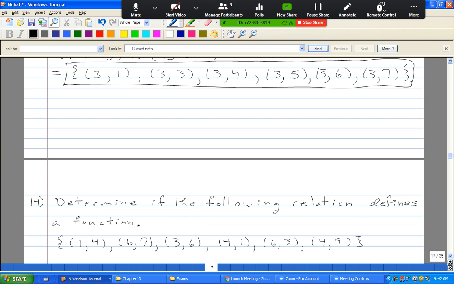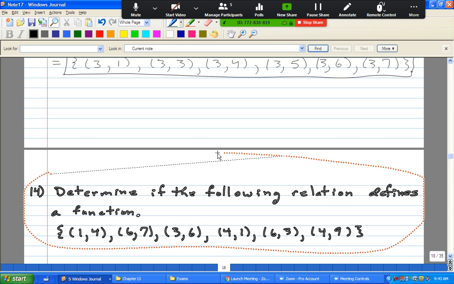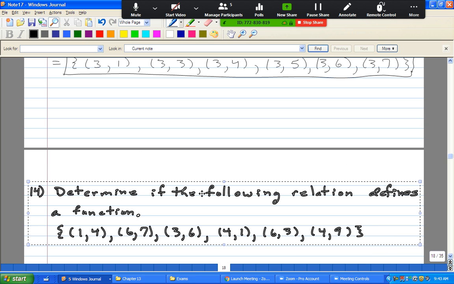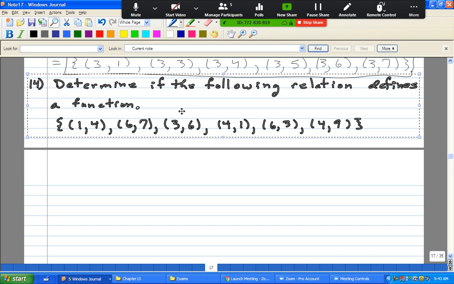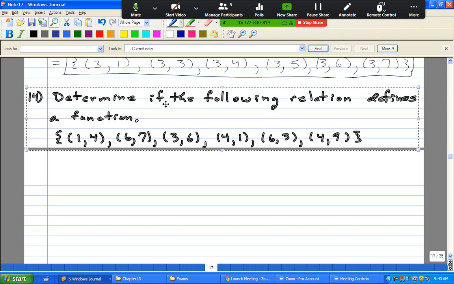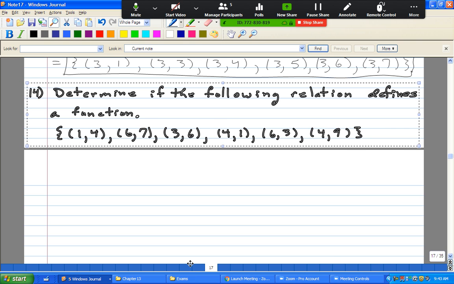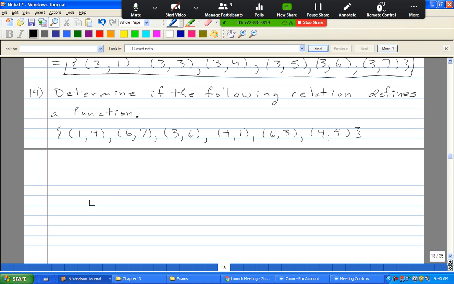Let me do problem number 14. I want to determine if the following relation defines a function. So to see if this defines a function, all I want to see is, well, does every x go to a unique y?